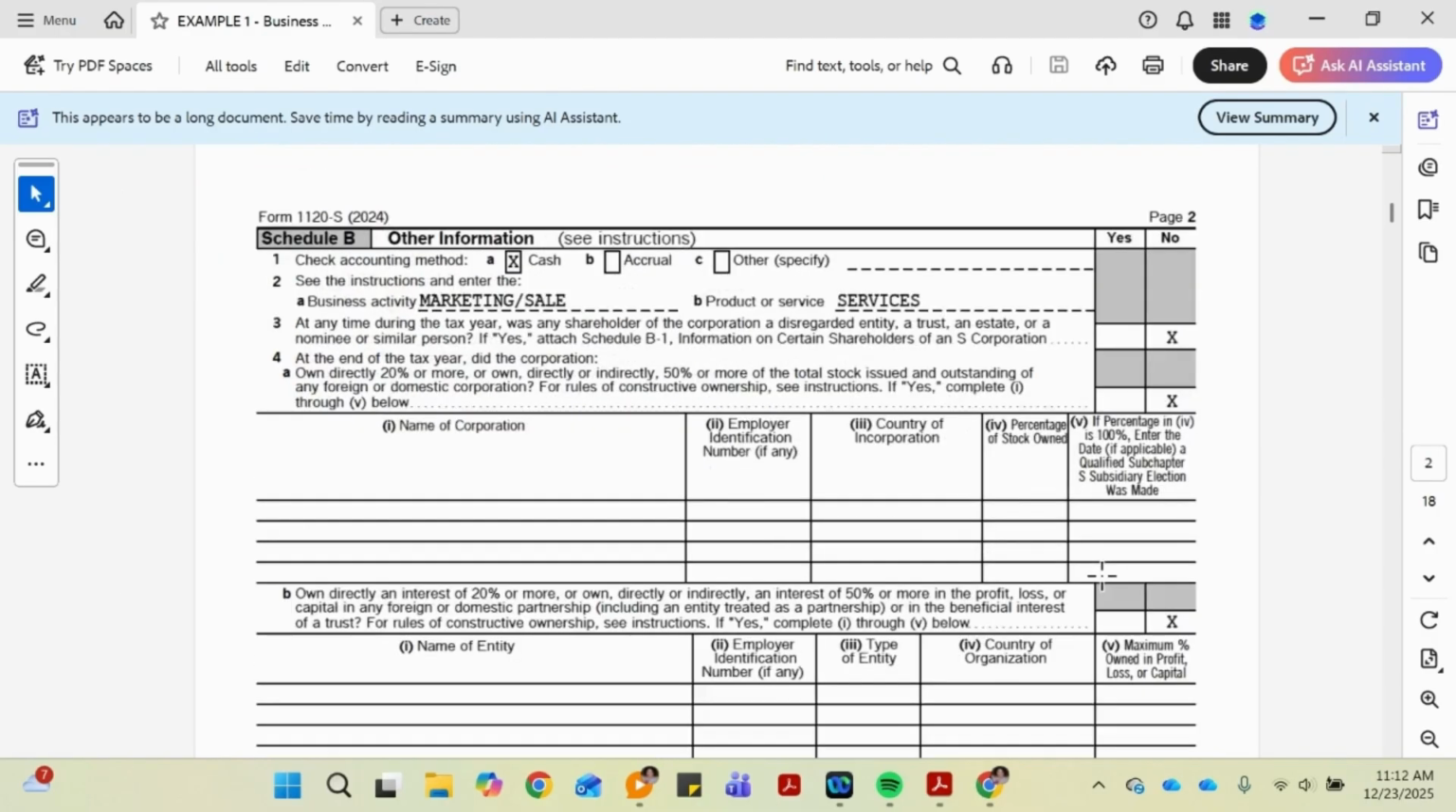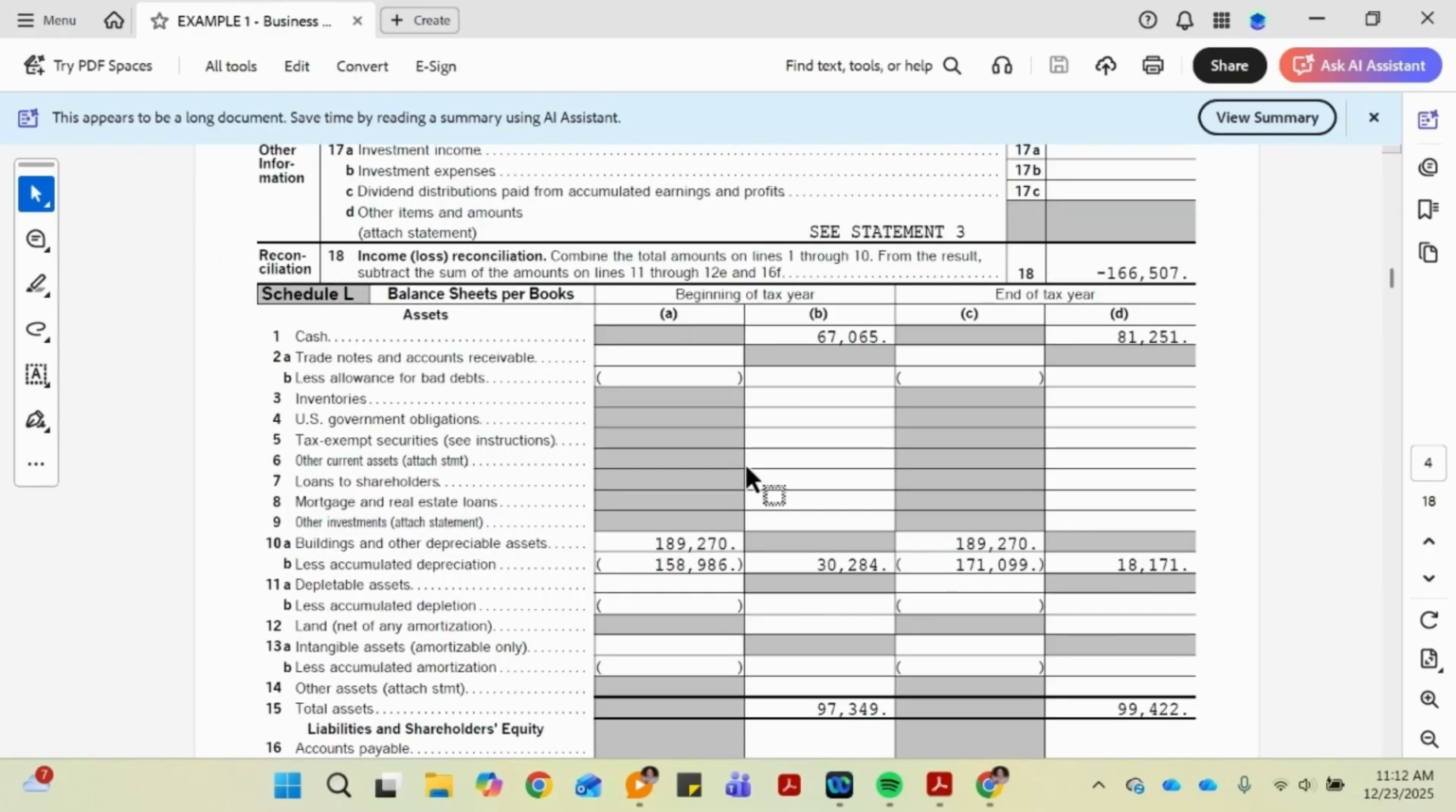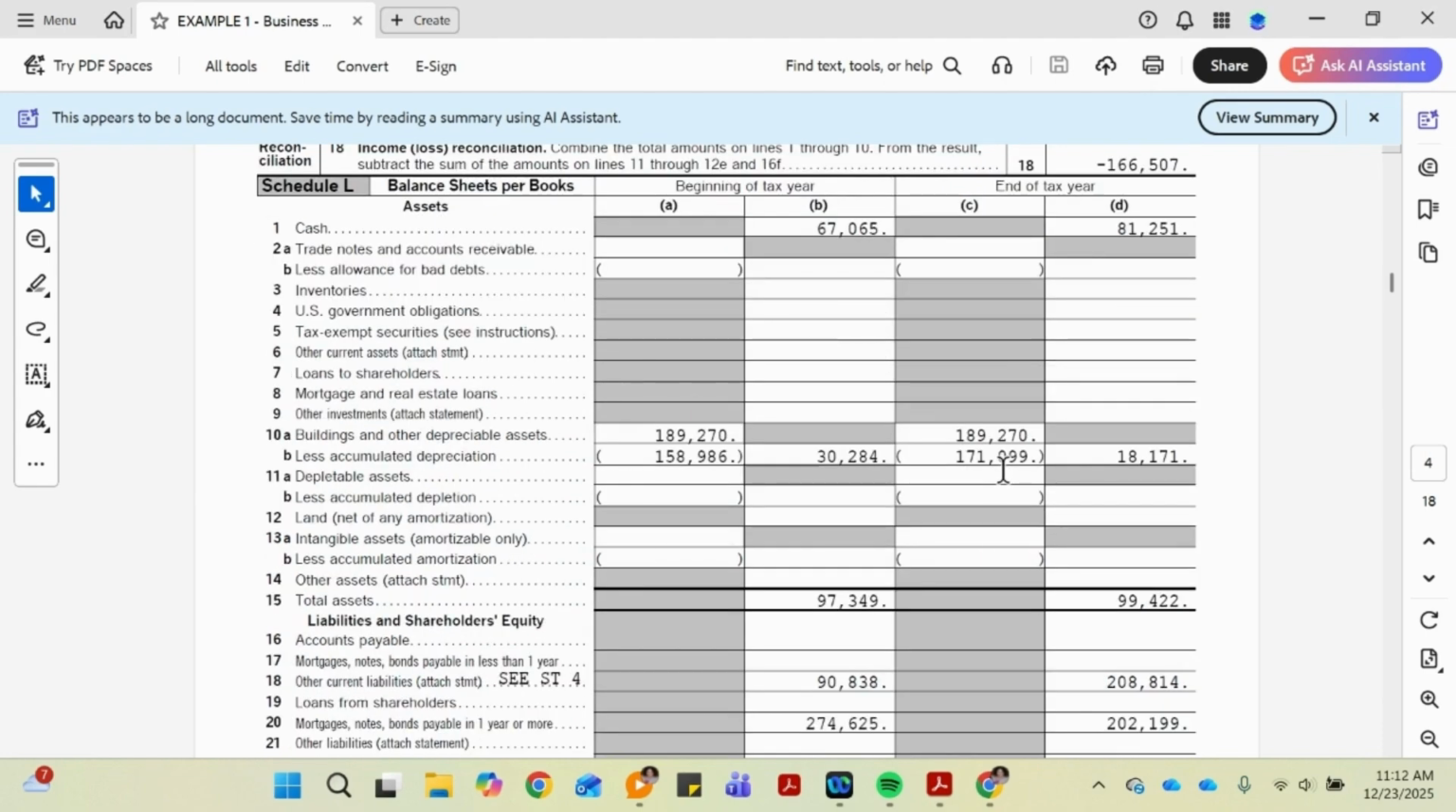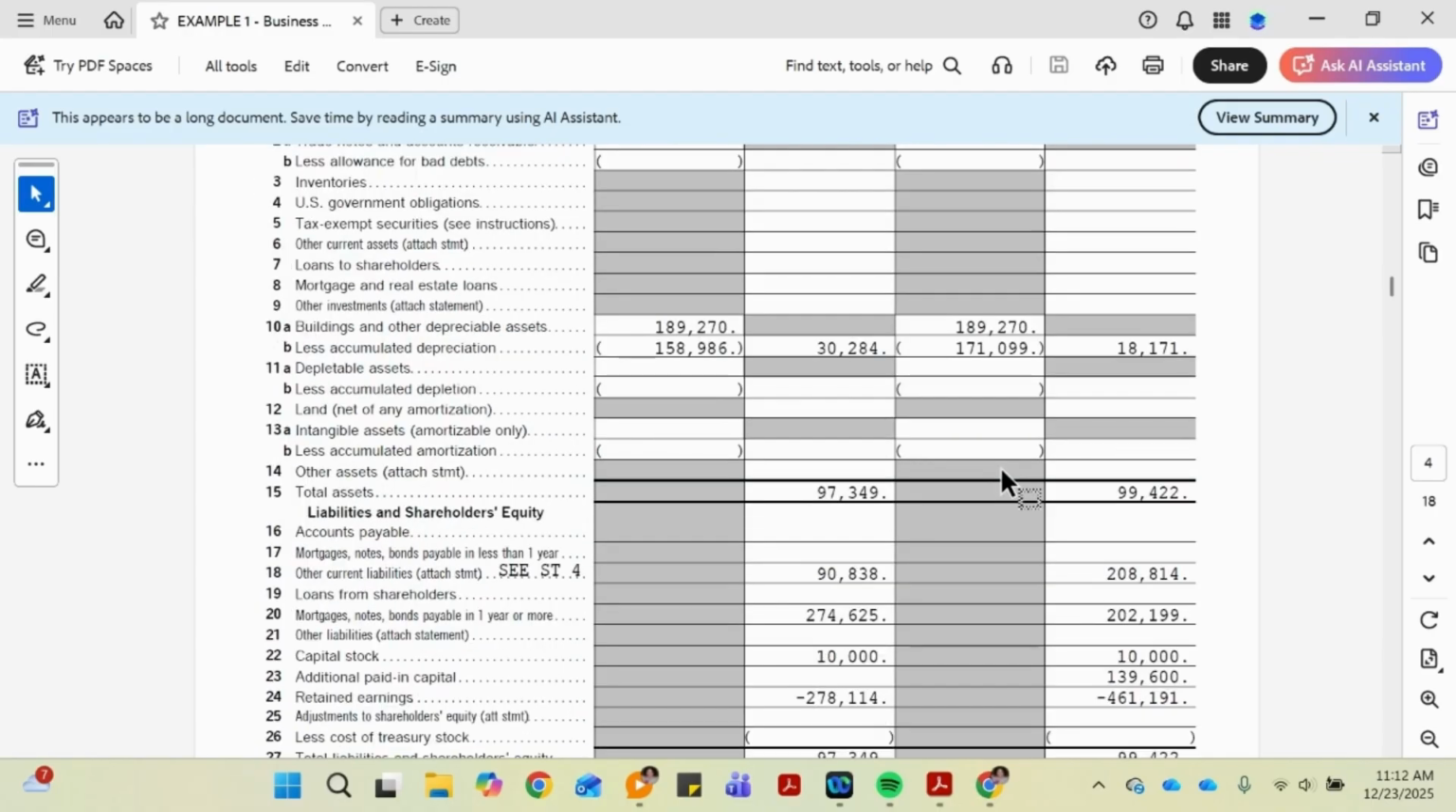We don't really see any figures on this next page. Now, this is our balance sheet on the tax returns. There are usually a few places I'm looking. Like I'm looking here where it says mortgages, notes, bonds payable in less than a year. This is blank, which is good.